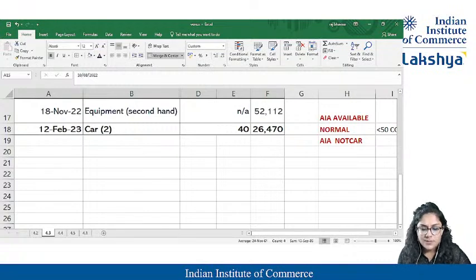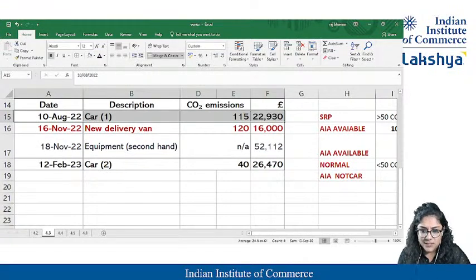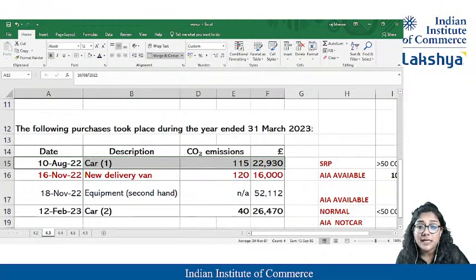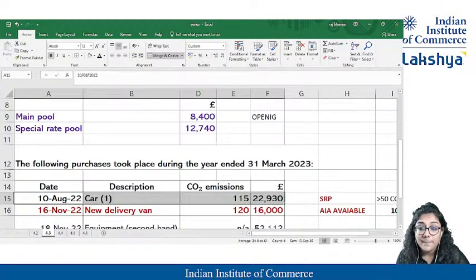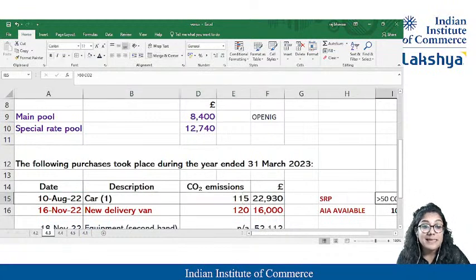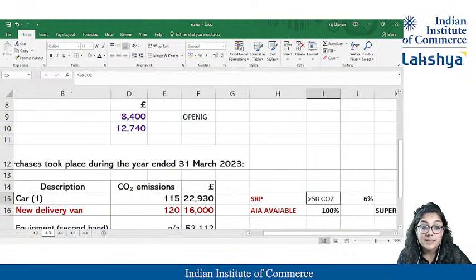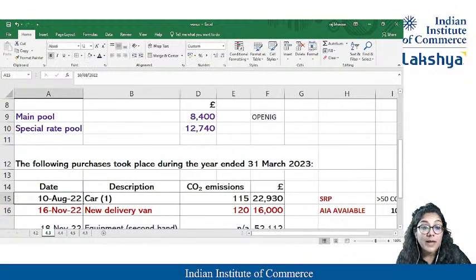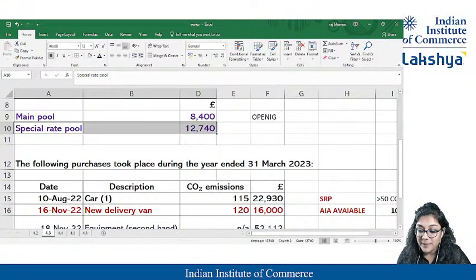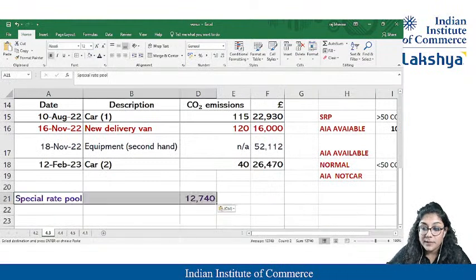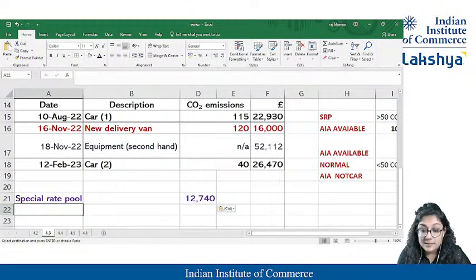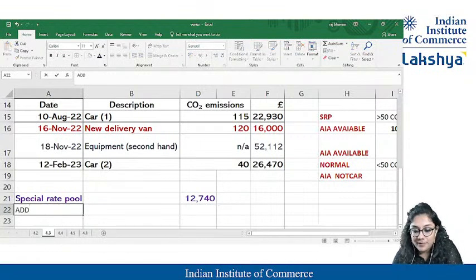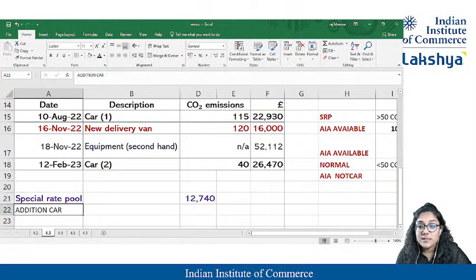Yeah. So what is the opening balance for SRP, special rate pool? SRP you are getting. Students, the special rate pool over here will be more than 50%. So your SRP is over here, I can just copy and paste it. It's 12,740. What I will do, students, is add car 1 over here, addition of car 1.